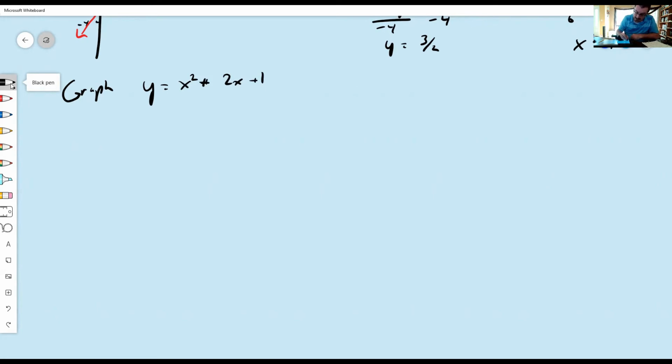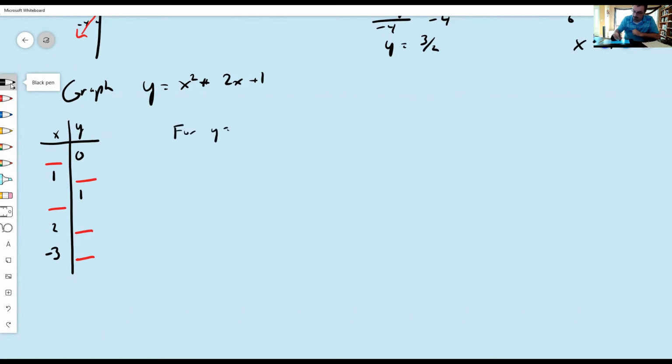So the table they give us this time: 0, 1, 1, 2, minus 3. So again, I need to fill in all those spots. We're going to do it the same way.